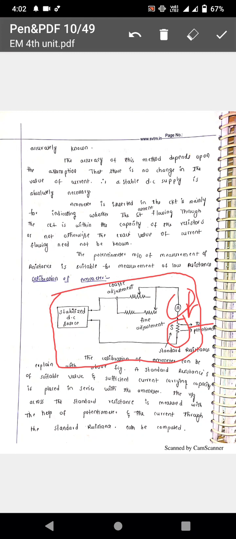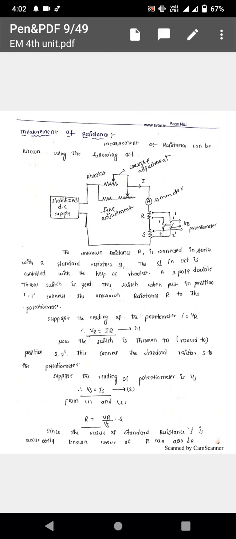This application may be important. If you know every application, a standard resistance is connected. Previously also we connected a standard resistance, in the measurement of unknown resistance: a standard resistance S and an unknown resistance R. Two resistances we connected. After that, when the potentiometer terminals 2 and 2 dash are connected, the standard resistance will be connected. The unknown voltage will be given to the potentiometer by these terminals.